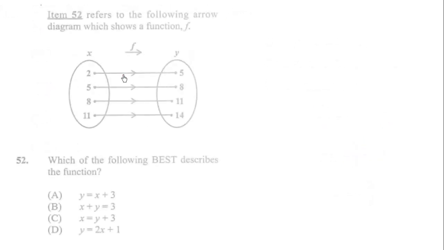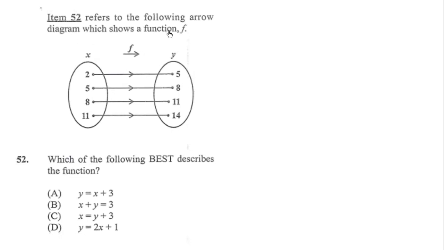Number 52 refers to the following arrow diagram, which shows a function f. Which of the following best describes the function? So now we need to find an equation. We have several ways you can do it. You can just pick values and plug into it to see whether all of them satisfy it. Another way to do it is to derive the equation yourself, and in doing that we have several ways.